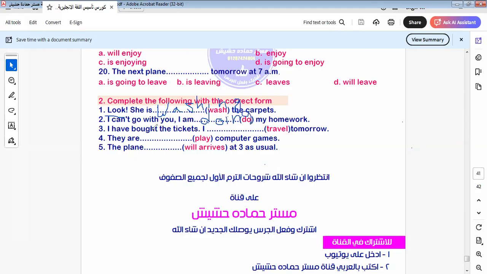Here we say, "I bought the tickets. I will travel tomorrow." Here it will be "I will travel." Why? Because here we have "tomorrow," and we know that tomorrow it will be in the future form. Okay, let's go to another one.